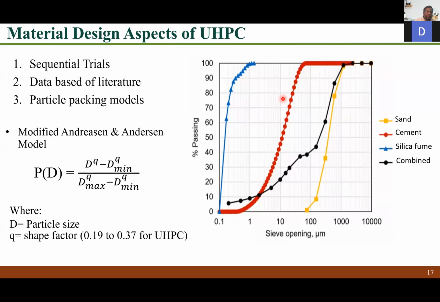Then we also have this particle packing model. One of the popular ones is this Andreasen model. And here, D is basically the particle size, and Q is basically a factor called the shape factor, which ranges from 0.19 to 0.37 for UHPC.